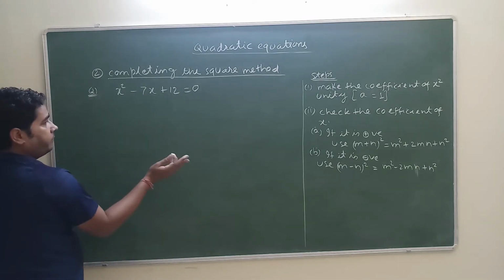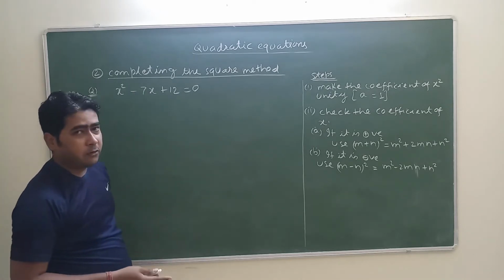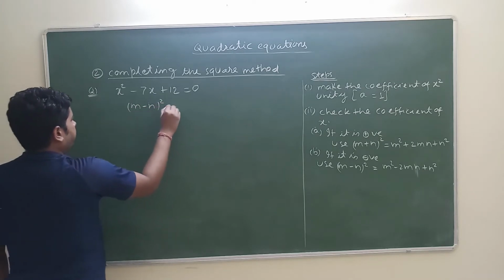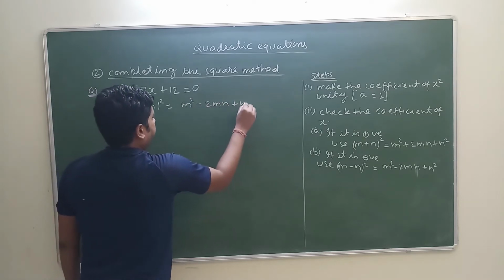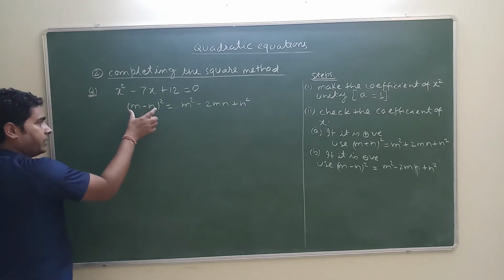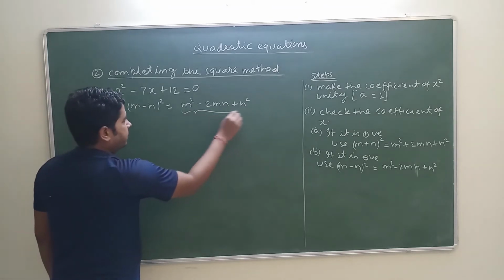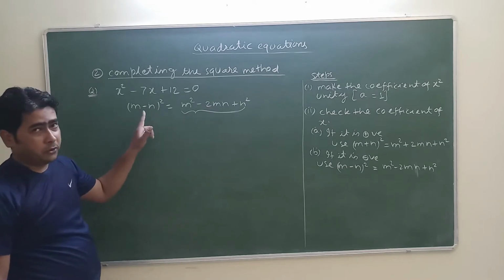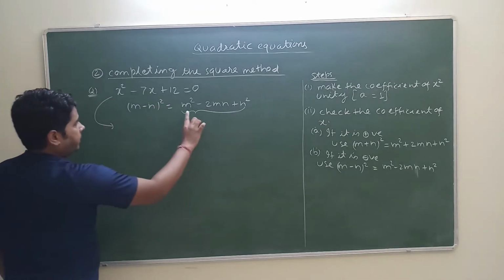Now let me write this identity which we have to use here. Because the coefficient of x is negative, I will be getting m minus n whole square, right? So m minus n whole square is m square minus 2mn plus n square. Our final result will be this. We will get this, that's for sure. Okay? To get this, first we need these three terms, because for them I can replace this with this only. Okay? Let's write these three terms in this format.